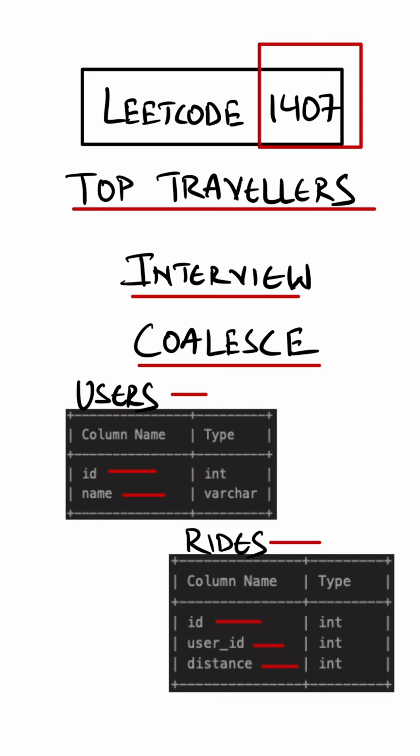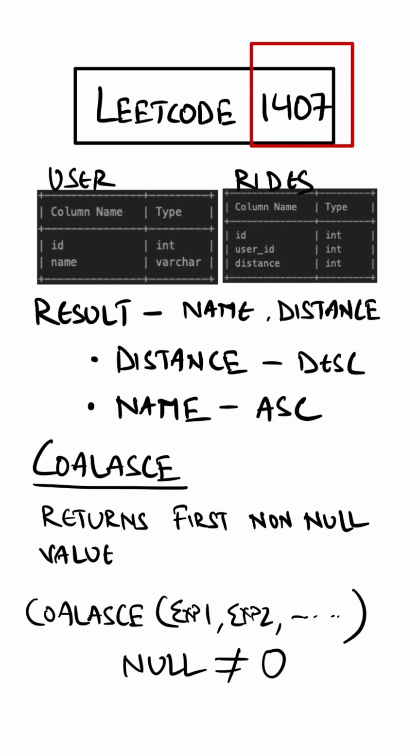So we can connect ID from users to user ID in rights. So the result should contain the name and the total distance traveled by that person. The total distance traveled by that person should be in descending order in the result. And if the total distance traveled is the same, then the name should be in ascending order.